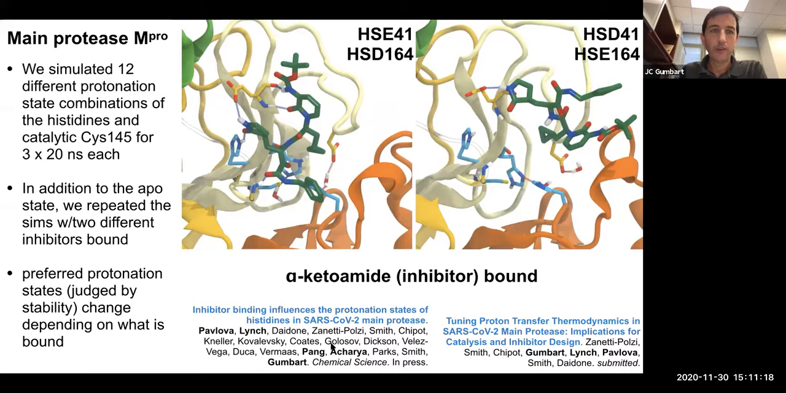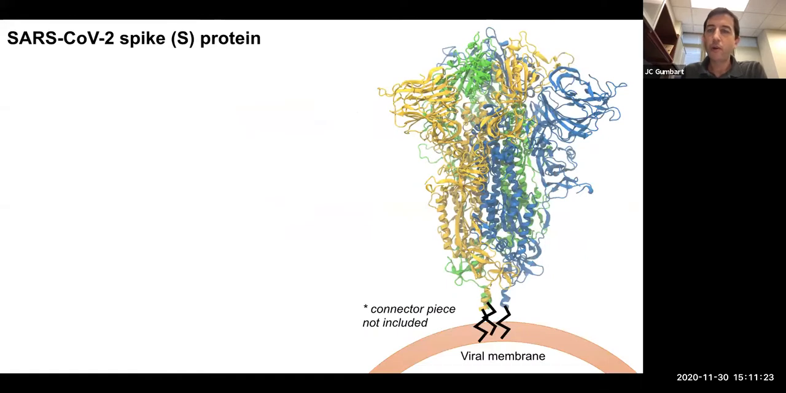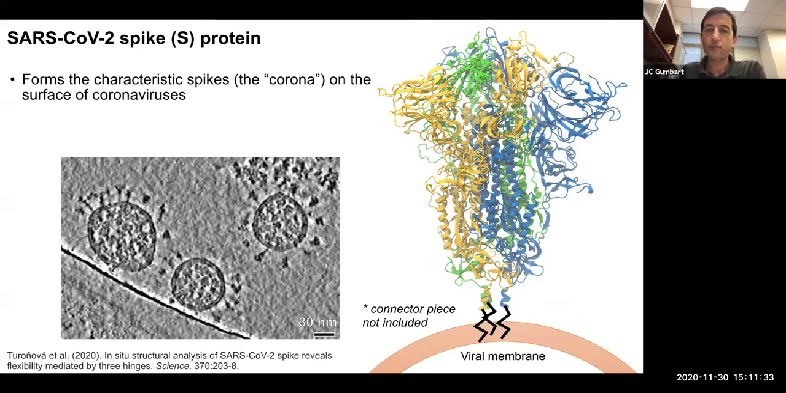Okay. So that's the main protease. I want to move now to the spike protein, the one that most people are familiar with, or at least have seen. So it is so named because it forms this characteristic corona on the surface of the viral particle. You can see there in the cryo-EM. And in fact, I believe you had Gerhard Hummer speak to you maybe a month or two ago. This paper I cite there, he was also involved in that work.